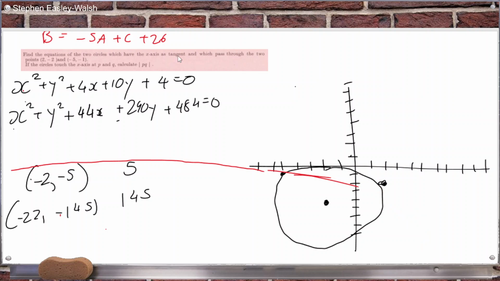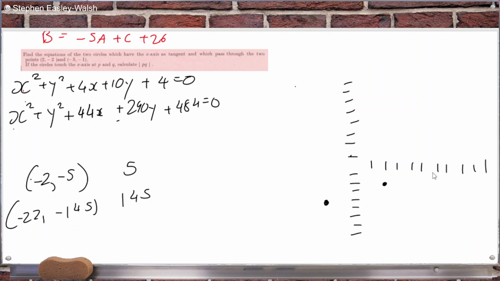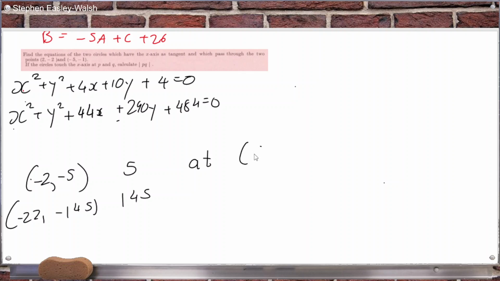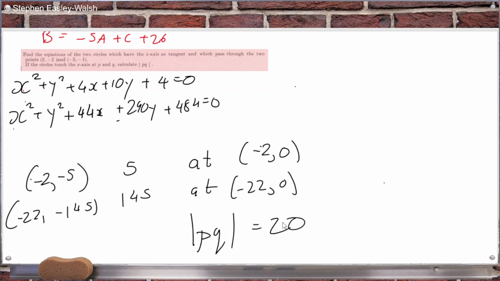Alright, fine. So, do we have to find the P and the Q now to finish this? If the circles touch the x-axis at P and Q, find the distance P to Q. So we can kind of see what's happening here. This will touch it at minus 2, 0, and this one will be at minus 22, 0. So the distance P to Q would be 20. They're quite far apart then.